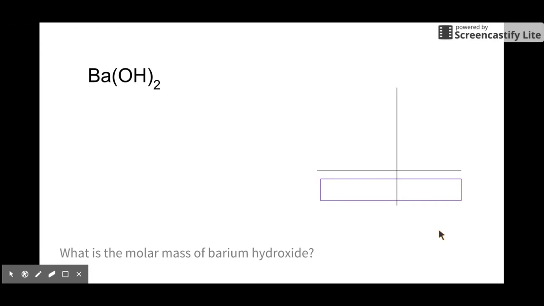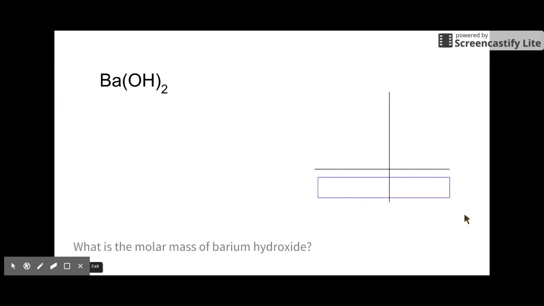So let's go back to molar mass. I need to be able to find the molar mass of something before I convert between moles and grams of a substance. So let's try barium hydroxide. Try to do this one yourself. I challenge you to pause this video right now to try to figure it out. Did you pause the video? If so, great. Let's see if you figured it out by yourself.